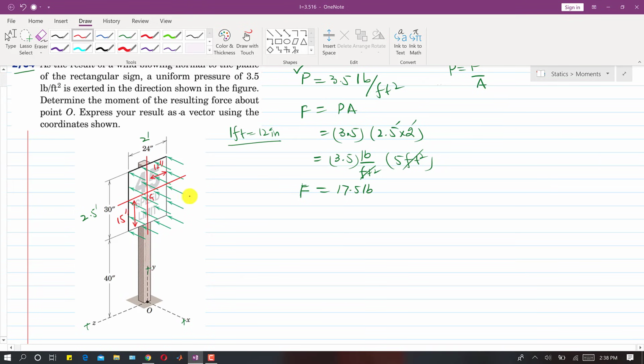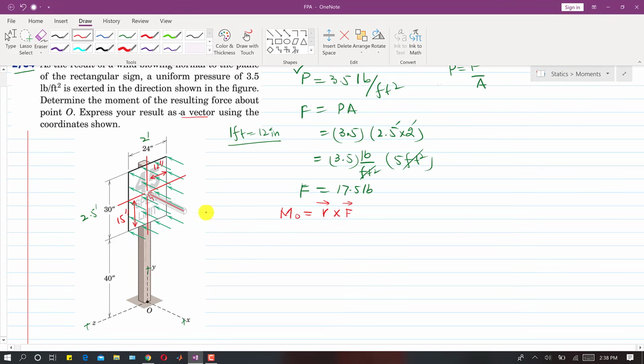Now we need to find the moment of this force about point O. I will write moment about point O, and we need to express it as a vector, so we will apply the vector approach. Moment about O will be R cross F. As we can see, this is the applied force at this point.